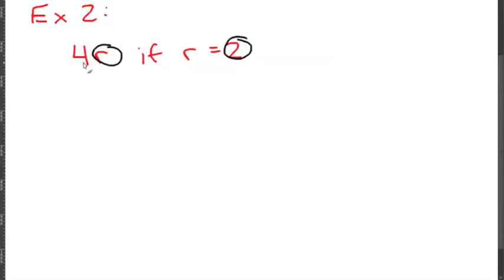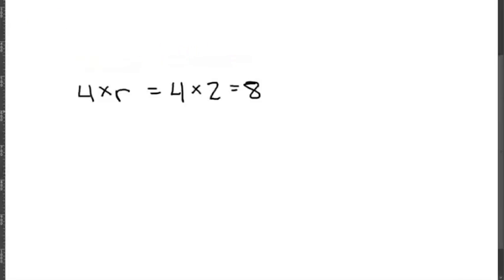Example 2. Now, let's do 4r if r equals 2. Same exact concept. Plug the 2 in for the r right here, but we know 4r is really 4 times r, so we're going to have 4 times 2, which will equal 8. Now let's go on to example 3.